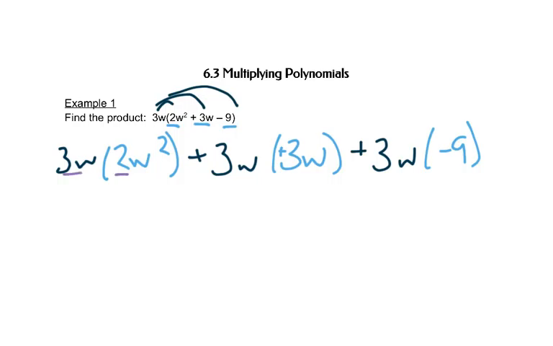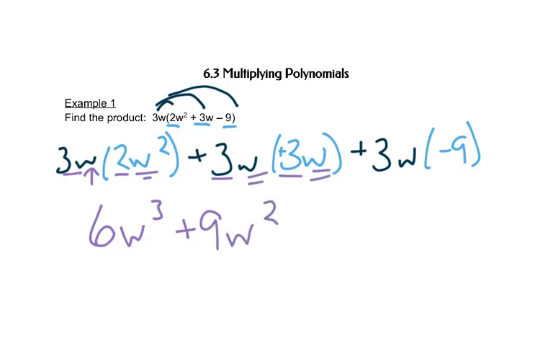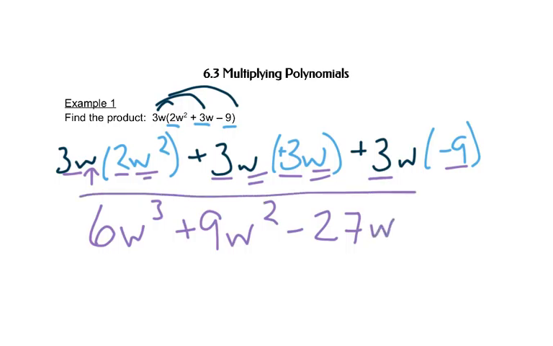So we have 3 times 2 gives us 6. This is 1w times 2 w's, which gives us 3 w's. 3 times 3 is a positive 9, so we'll have plus 9. This is 1w and another w, which gives us w to the second. This is 3 times a negative 9, so we have negative 27, and just 1w. So this is my answer.